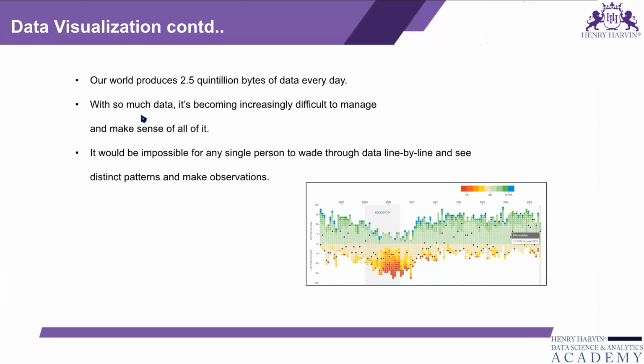It would be impossible for any single person to wade through data line by line, see the distinct pattern and make an observation, right? It's very difficult for a person to see only numbers, and from those numbers make collective information and then visualize them. So that's when Tableau comes into play and helps you visualize them. It understands the data that you have given it, and then gives you the graph that you want to be produced, right?